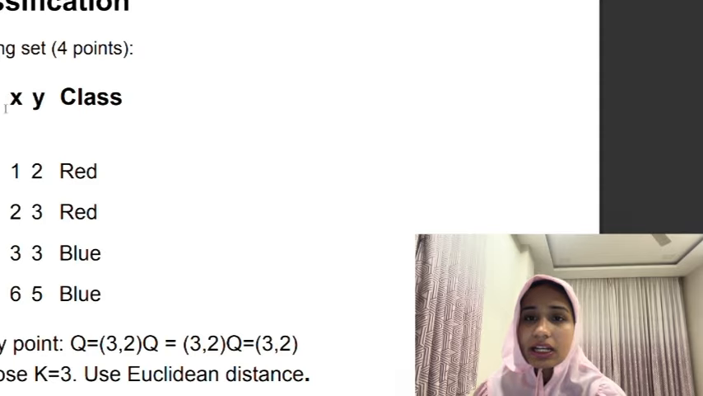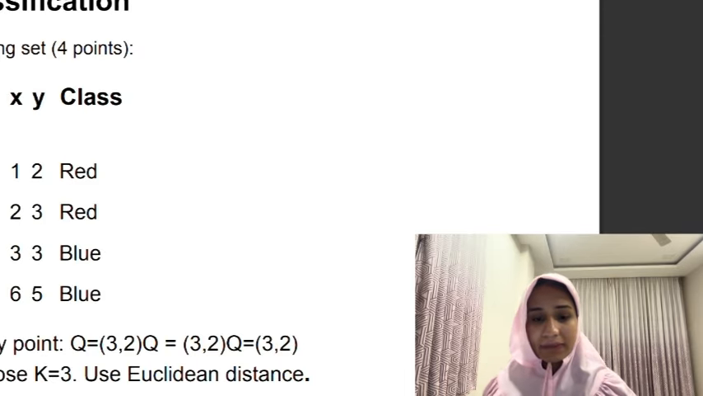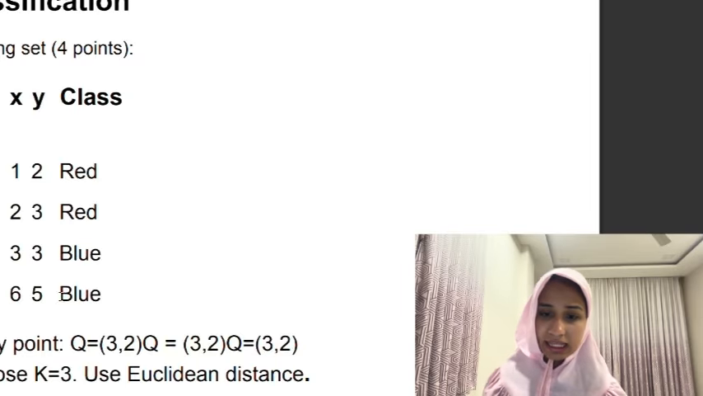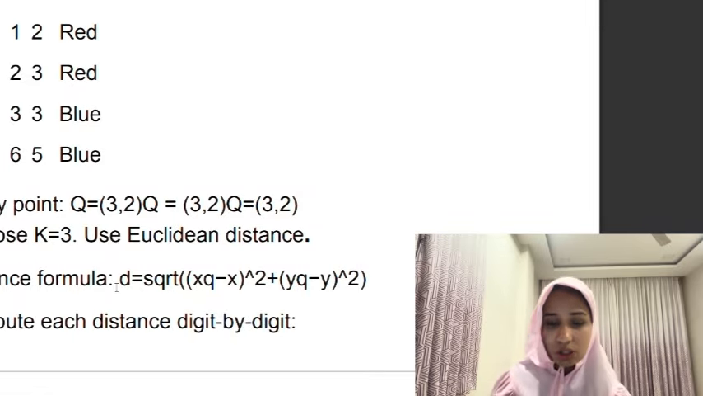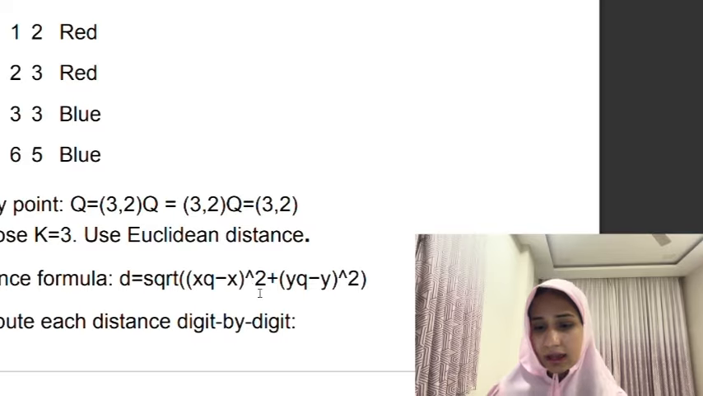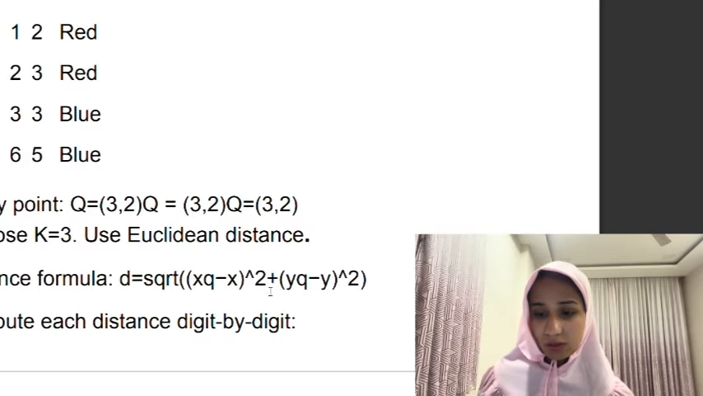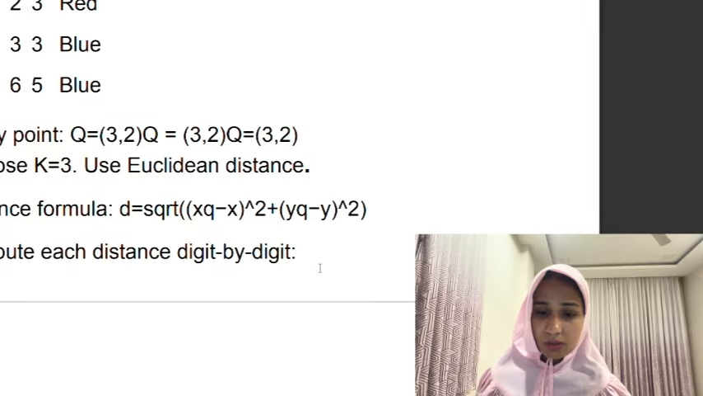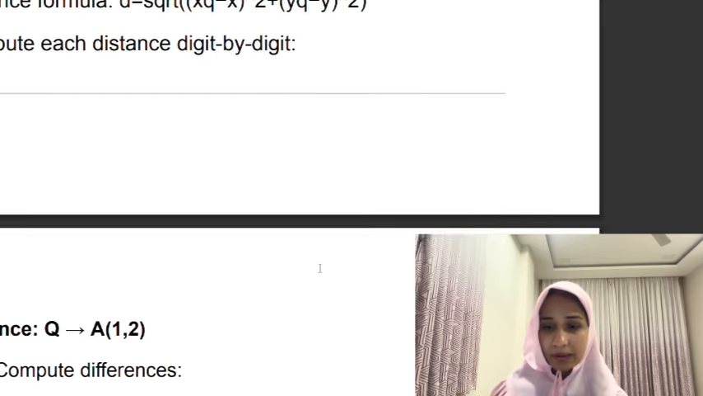We have a training set in which we have points A, B, C, D. X is 1, 2, 3, 6 and Y is 2, 3, 3, 5, and the class is red, red, blue, blue. The query point Q is (3, 2), and we have chosen K equal to 3. Using Euclidean distance, which is the square root of (xq minus x) squared plus (yq minus y) squared, we compute each distance step by step.